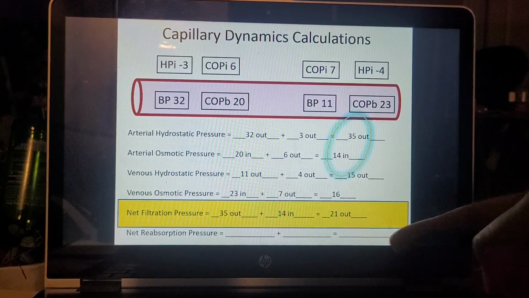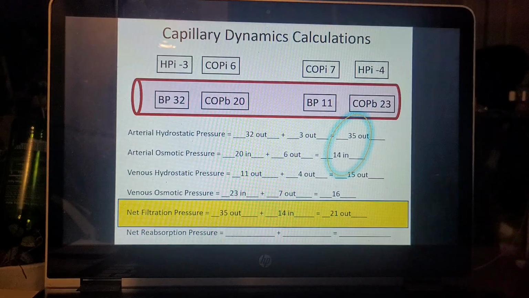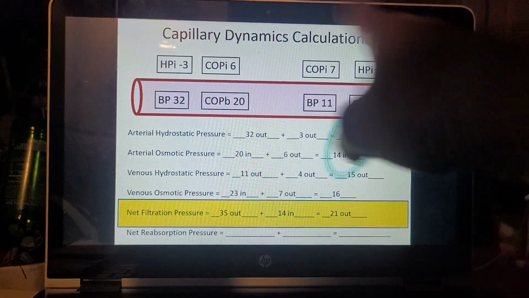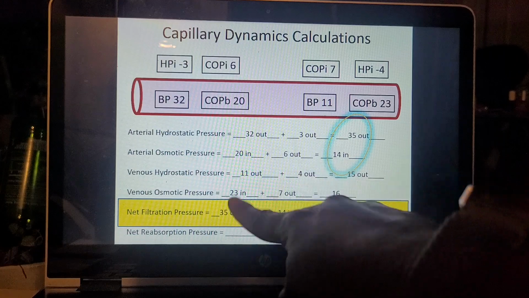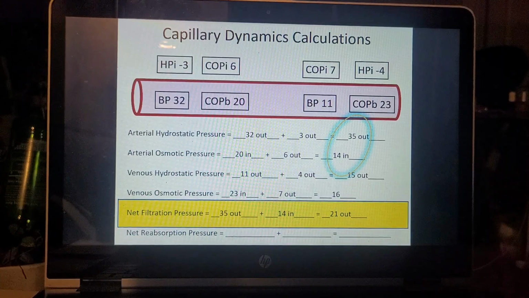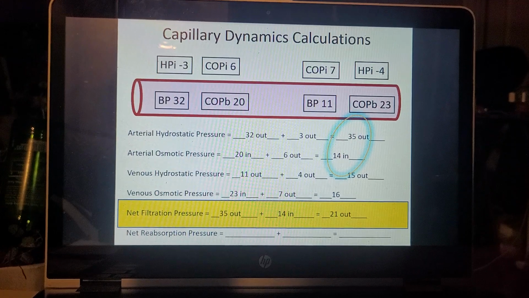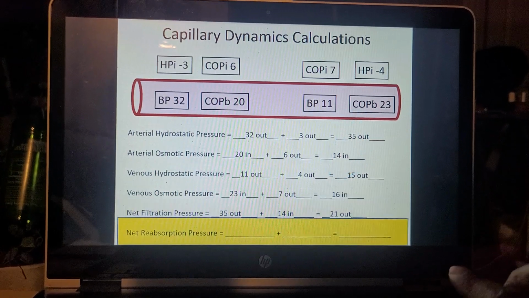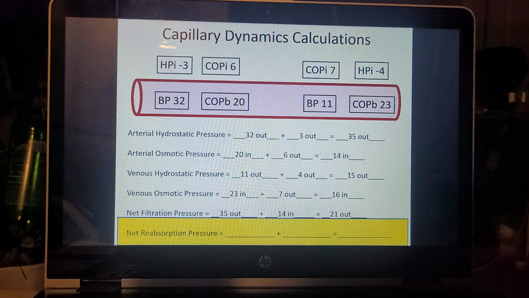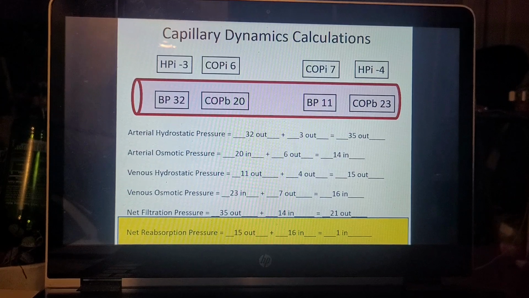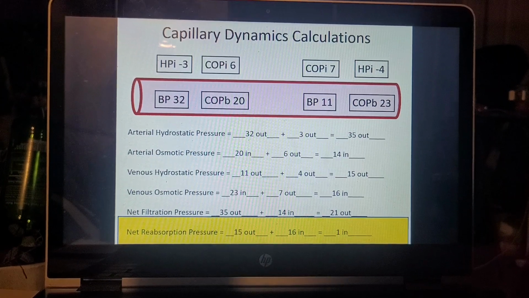We got 21 out. So if you do all the math, whatever, somewhere on the outside edges, because you won't get a calculator, you can do it, whatever. I don't care. I'm only looking here. Okay. Pull out your fingers and toes. I don't know if you got that many toes, but I'm just saying. Okay. Net reabsorption pressure. 15 out, 16 in. Opposite directions. We got to subtract, so we're just left with 1 in. These are made up numbers anyway.